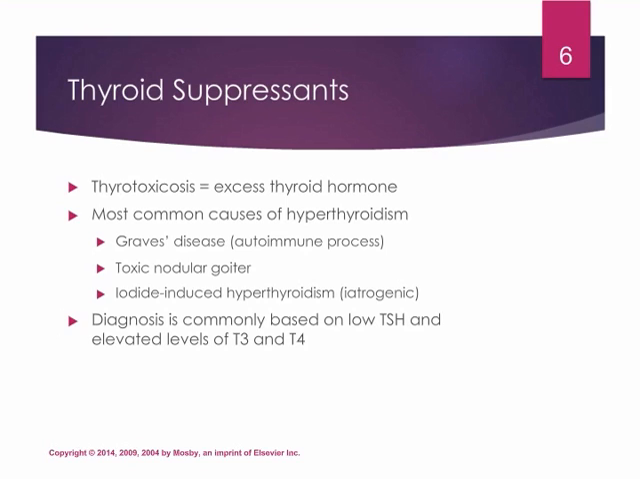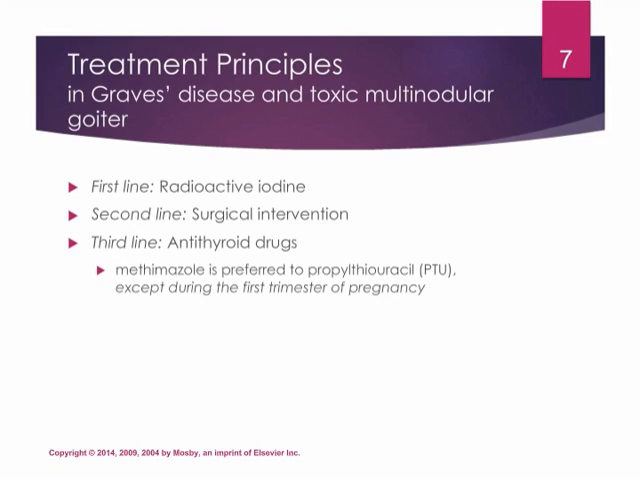Diagnosis of hyperthyroidism is commonly based on a low thyroid stimulating hormone and elevated levels of T3 and T4, so just the opposite of hypothyroidism, which is sort of what we would expect. In treating Graves' disease then, or a toxic multinodular goiter, the first line is a radioactive iodine repletion. Secondly, surgical intervention, and lastly, anti-thyroid drugs.